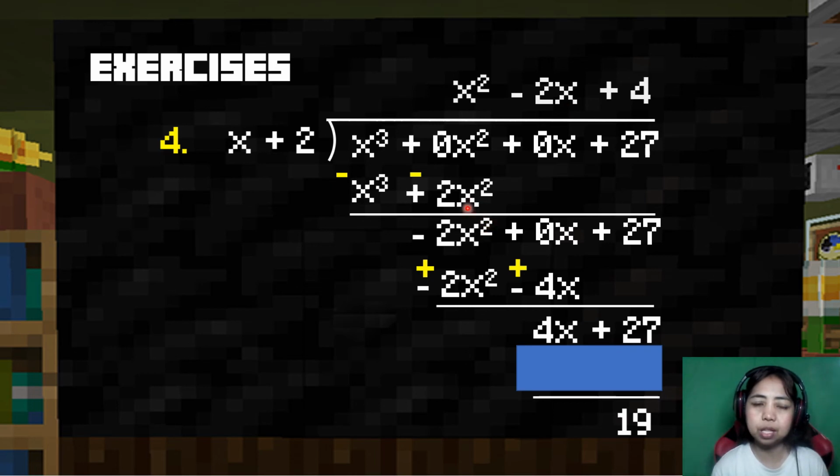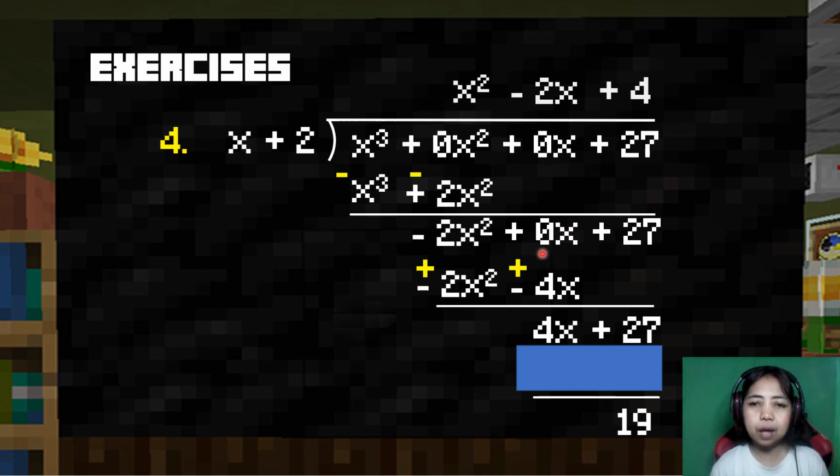Kasi yung exponent nga, diba? 2 minus 1. And then, we multiply. Negative 2x times x. That's negative 2x squared. Negative 2x times 2. That's negative 4x. Okay? And then, change sign. Negative will become positive. Negative will become positive. Negative 2x squared and positive 2x squared. Cancel na yun. 0 na.